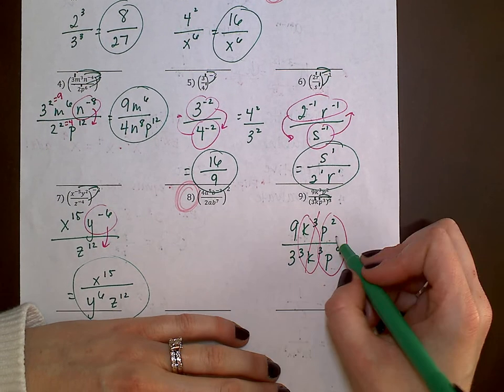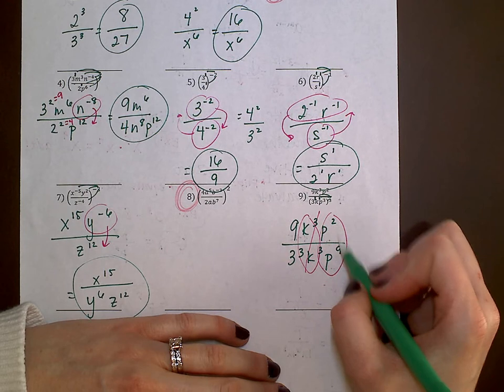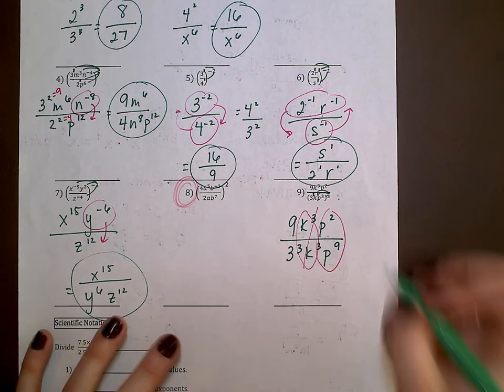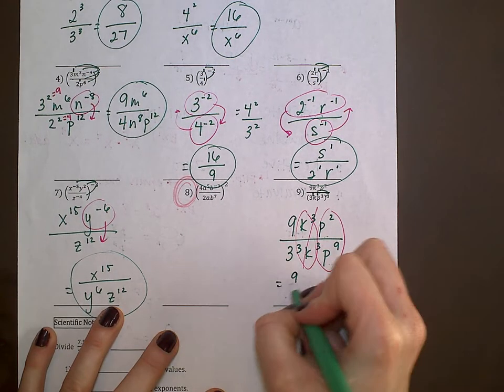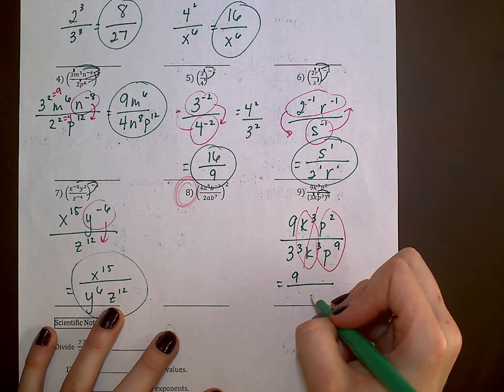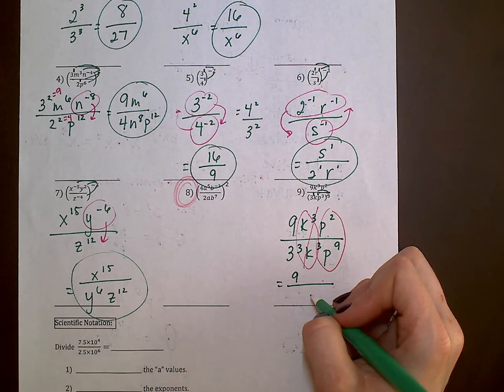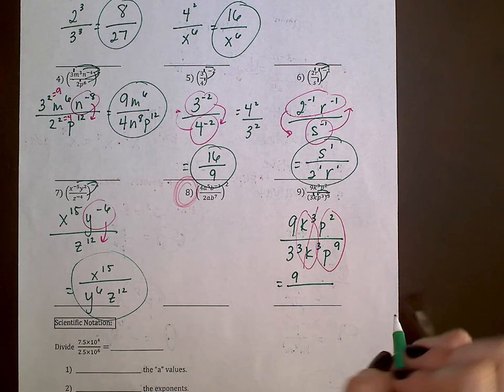For the p's, subtract and do 2 minus 9, and that would give me, I don't know if you guys can hear that, but my little twins are yelling in their beds. So sorry, I'm kind of laughing a little bit.